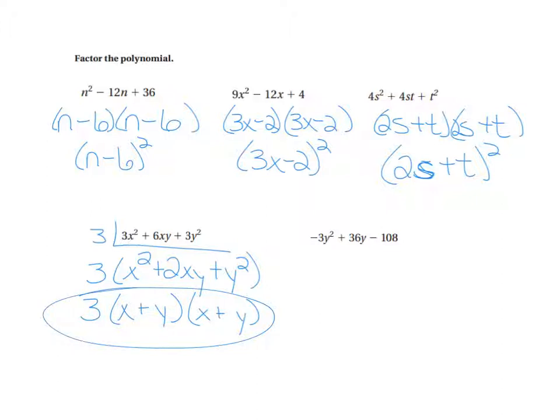Okay? Now, this one I want you to do, but remember that when the first term's negative, factor out a negative. What goes into 3, 36, and 108? I think 3 does, but since the first term's negative, I want you to factor out a negative 3, do the GCF, and then you finish this problem.